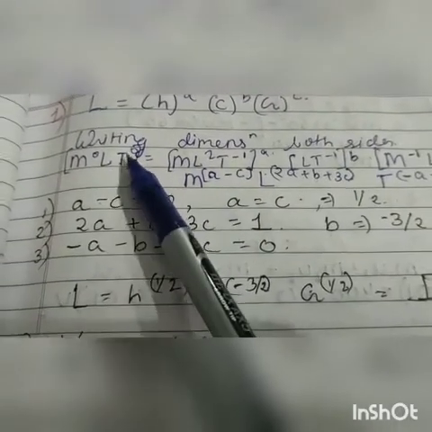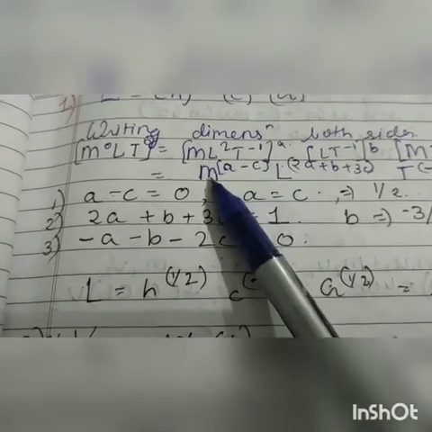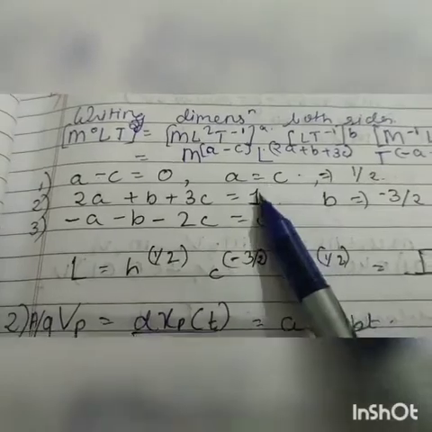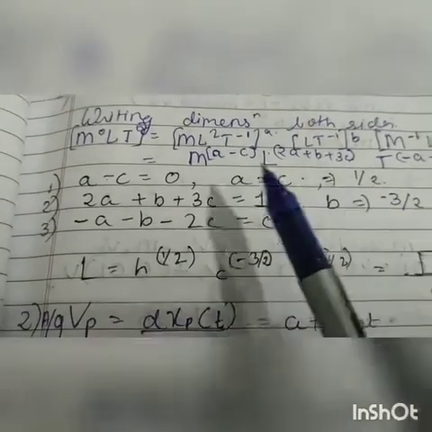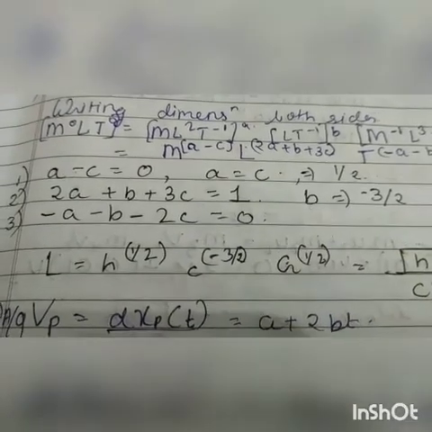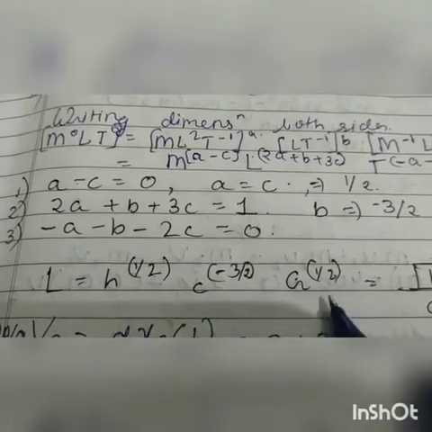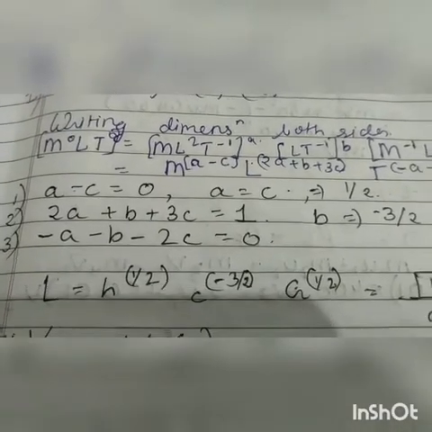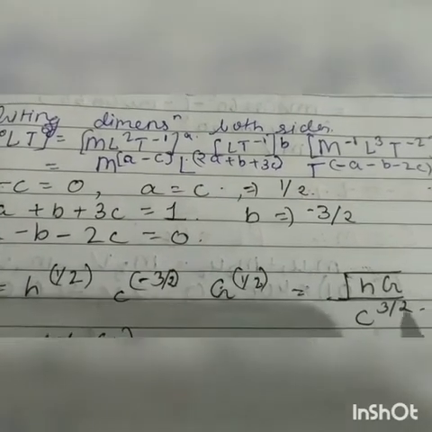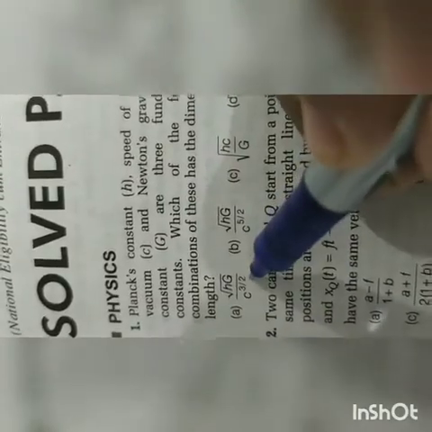As we can see here, in this L is only L, and M is only in a and c, so like this we will do. So a minus c is equal to 0, so a is equal to c, and that is half. 2a plus 2b plus 3c is equal to 1, so we have the value of b is equal to minus 3 by 2. So here we have this expression, L is equal to h half, c minus 3 half and G half. So this is our further expression. So this is our correct option.